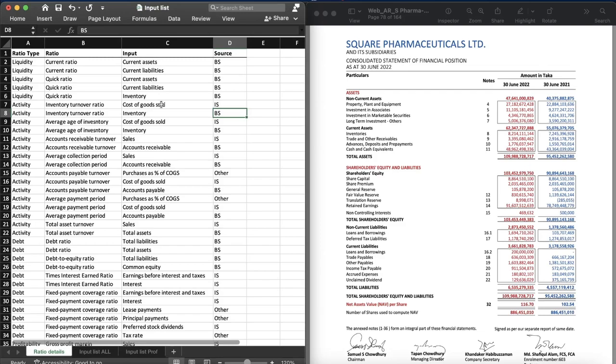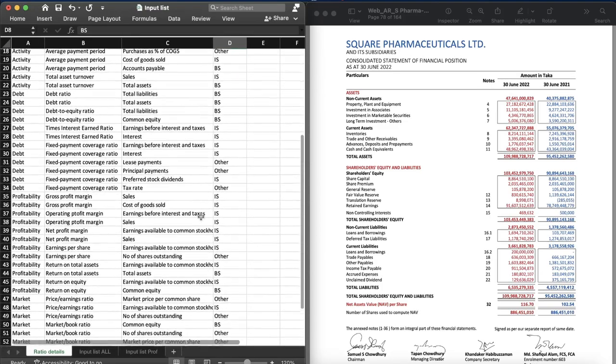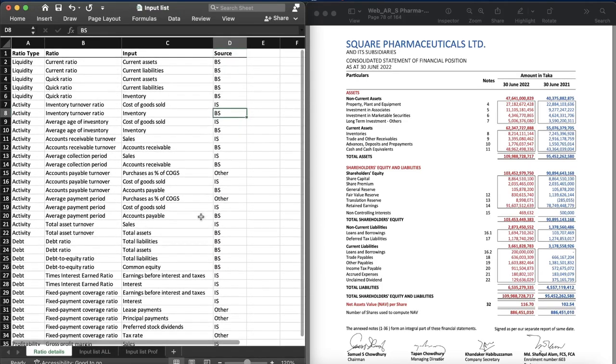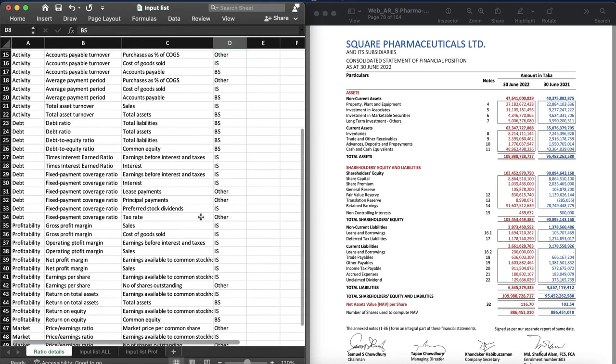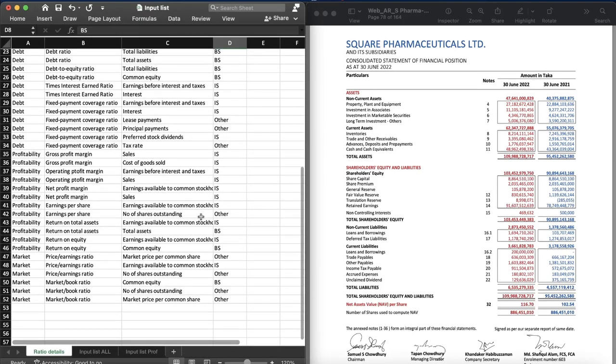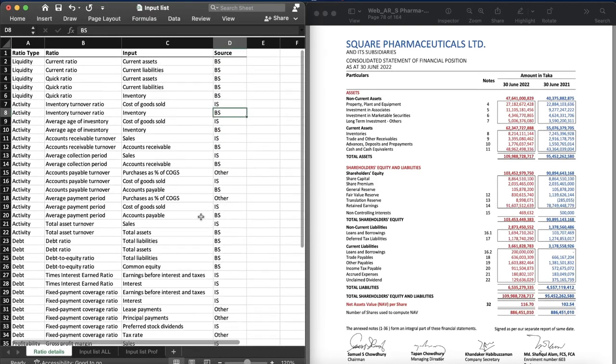So this is a summary that will be useful for you to do the necessary things very quickly. You can pause the video and examine this, identify the sources of different elements of the ratios to be calculated. After identifying all these items, you will find that we may need a single item in multiple ratios. For example, cost of goods sold is needed in the inventory turnover ratio, as well as in average age of inventory and also in average payment period. So you will need the same item several times.